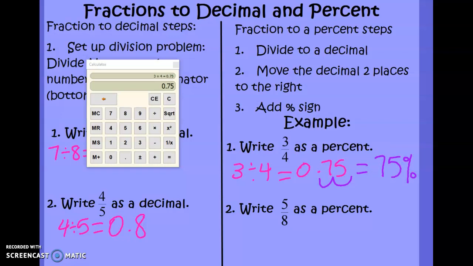Okay, let's try this next one. Okay, so again, we're taking 5/8. 5 divided by 8. 5 divided by 8 gives us 0.625. I'm going to take and move my decimal to the right 2 places. 1, 2, that's where my decimal is going to go. So this is going to be 62.5%.